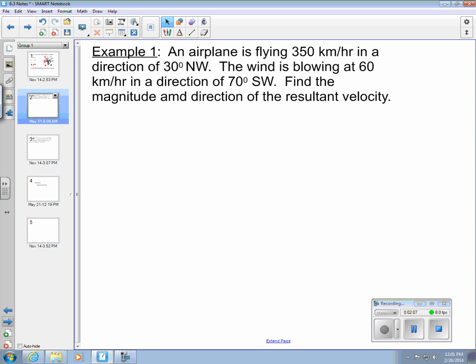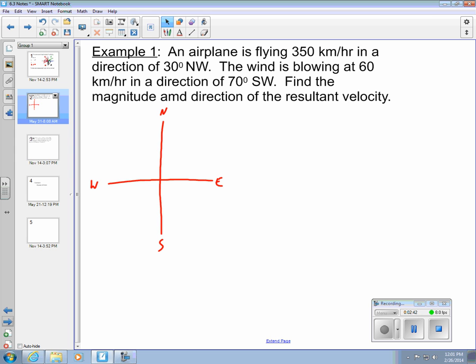So first example here: an airplane is flying 350 kilometers per hour in a direction of 30 degrees northwest. The wind is blowing at 60 kilometers per hour in a direction of 70 degrees southwest. Find the magnitude and direction of the resultant vector. I'm going to draw out a whole picture, and then I'll pull it apart as well. So let me draw out my little coordinates here. So this is north, south, west, east.